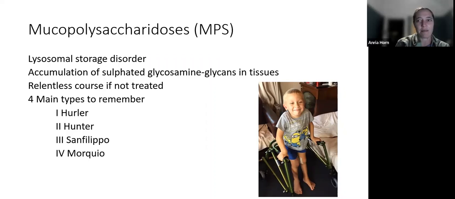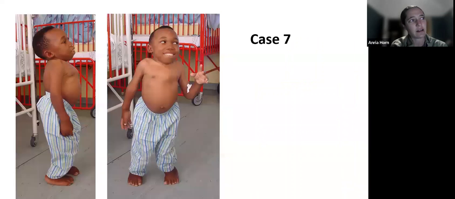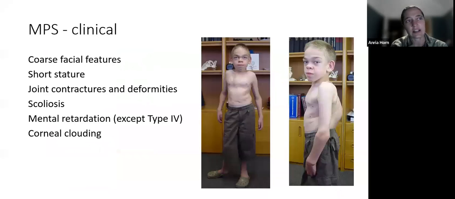It's also relatively rare, but it's a group of conditions, and they have a relentless course if not treated. So the four main types to try and remember are Hurler's, Hunter's, Sanfilippo, and Morquio's. Their clinical features, the first thing is the coarse facial features or gargoylism. So I think he's probably, of the four I showed you, got the most coarse facial features of all of them. But try and see the similarities between that face and that face and that face. It's the coarse nose, coarse eyebrows, coarse ears, everything.